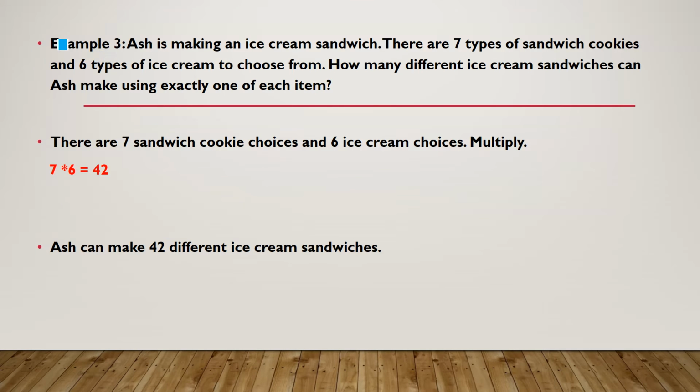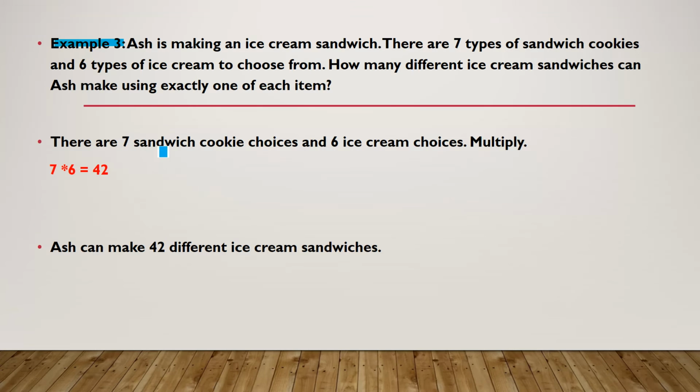The last example, example number 3, is that Ash is making an ice cream sandwich. There are 7 types of sandwich cookies and 6 types of ice creams to choose from. How many different ice cream sandwiches can Ash make using exactly one of each item?